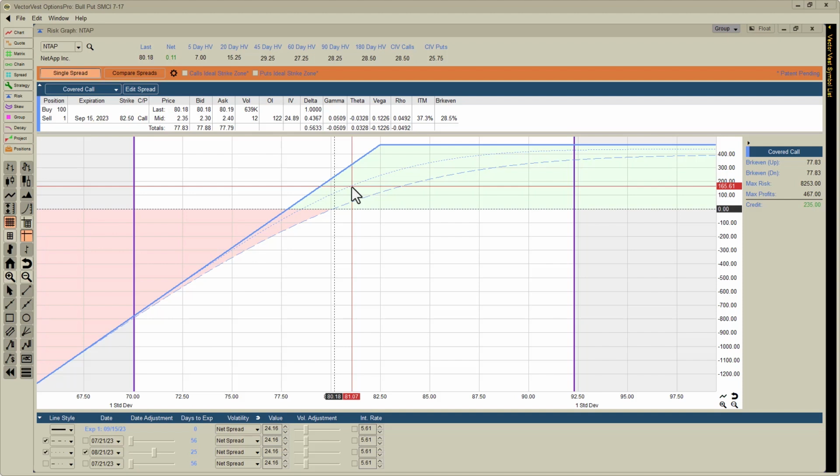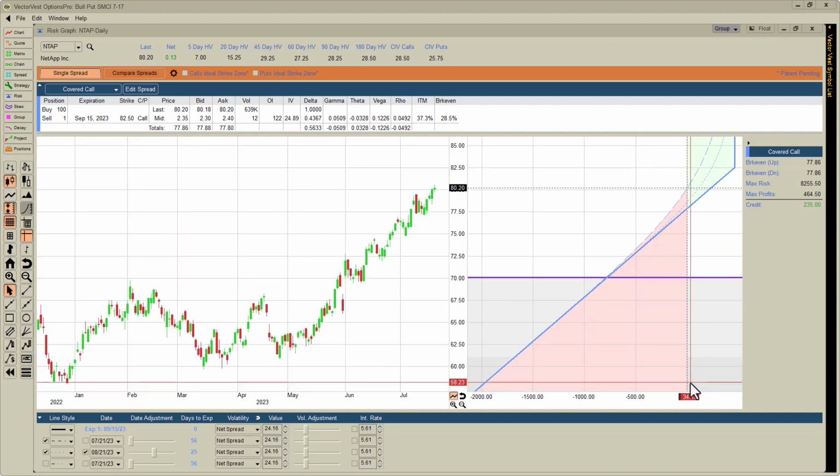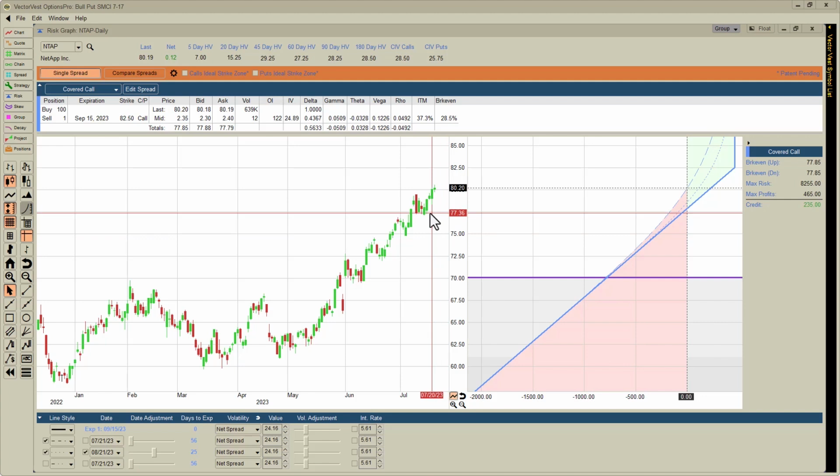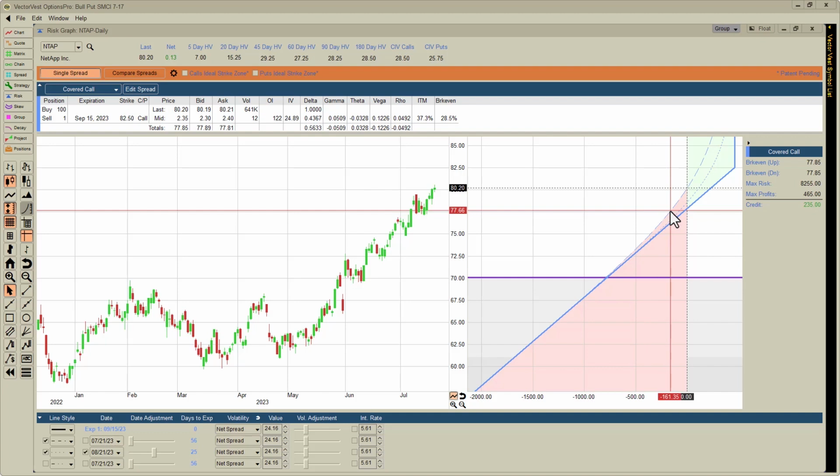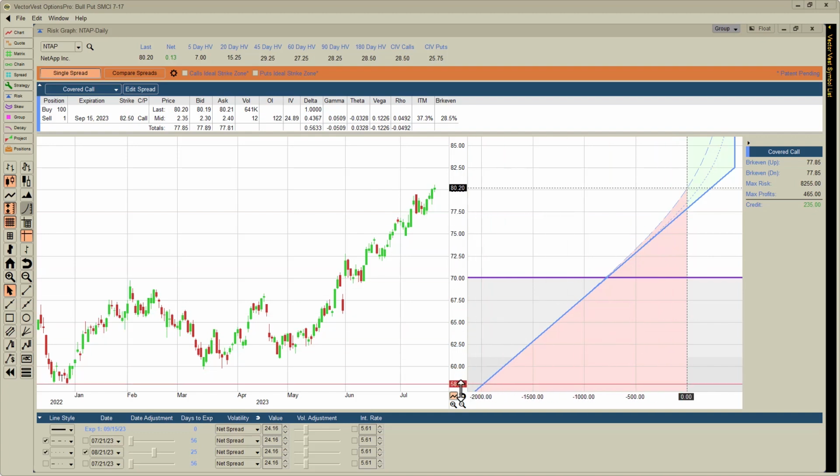Now, just like any other stock trade, I would have a stop in place. Maybe look at the graph. Let's take a look at the graph of NTAP. Where do I want to put my stop? Maybe I'll put my stop right at that support level at 77.50. I can exit the trade at 77.50 and maybe lose about $160 on the position.